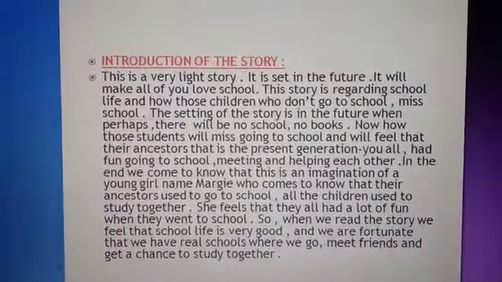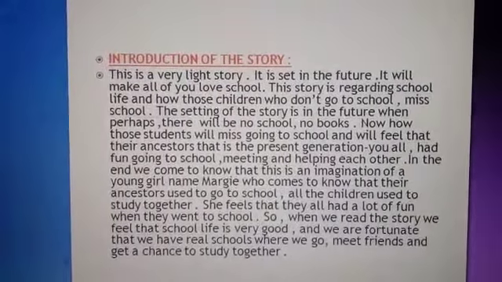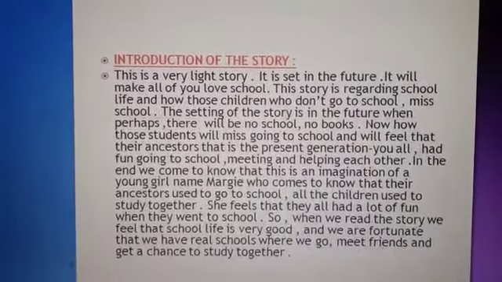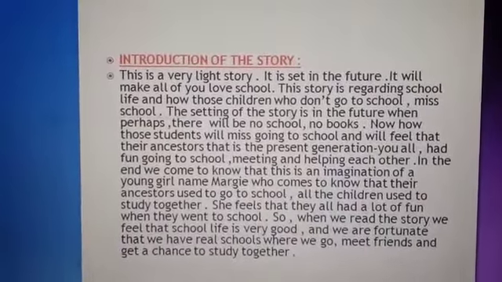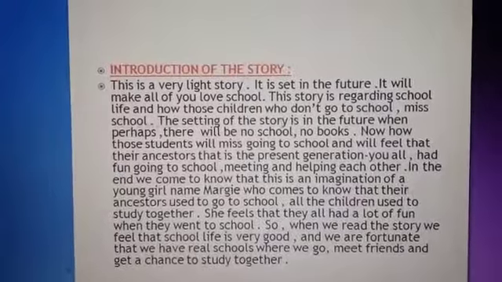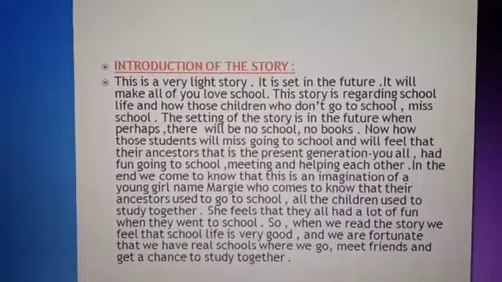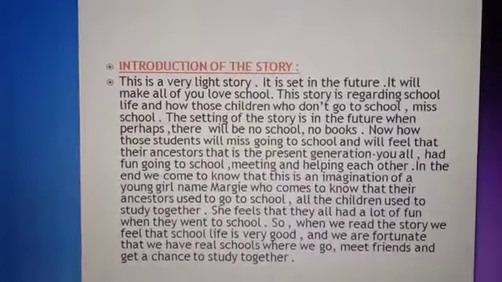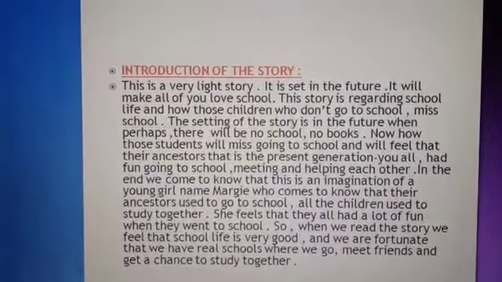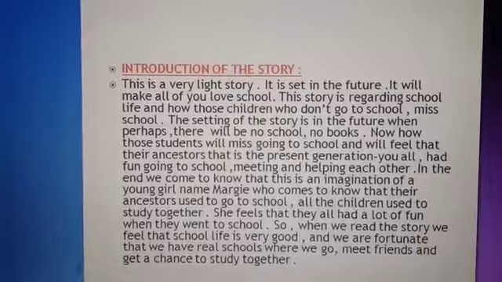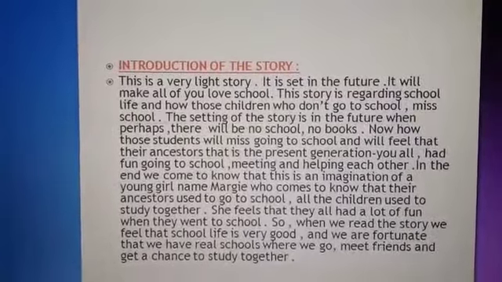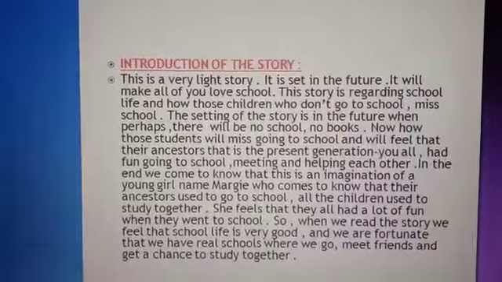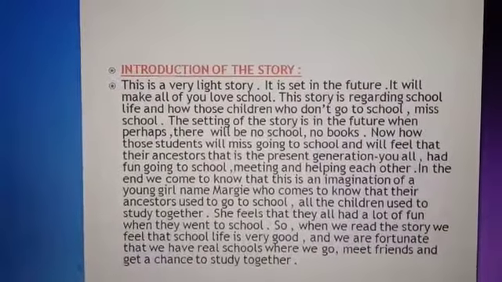The setting of the story is in the future, when perhaps there will be no school, no books. Now, how those students will miss going to school and will feel that their ancestors, that is the present generation, you all, had fun going to school, meeting and helping each other. In the end, we come to know that this is an imagination of a young girl named Margie who comes to know that their ancestors used to go to school.